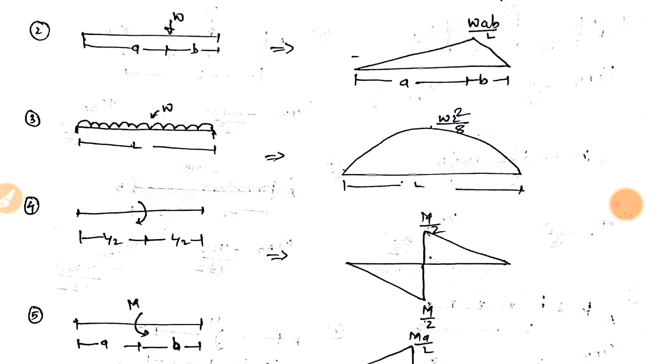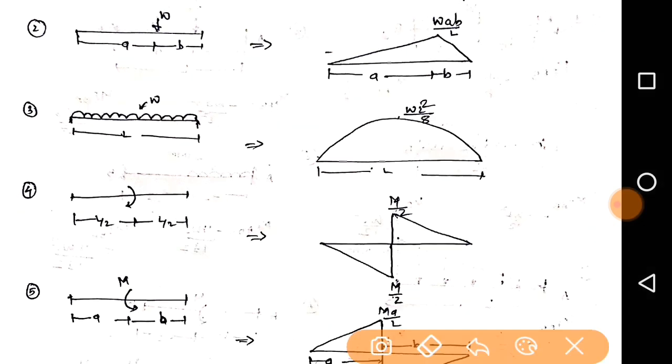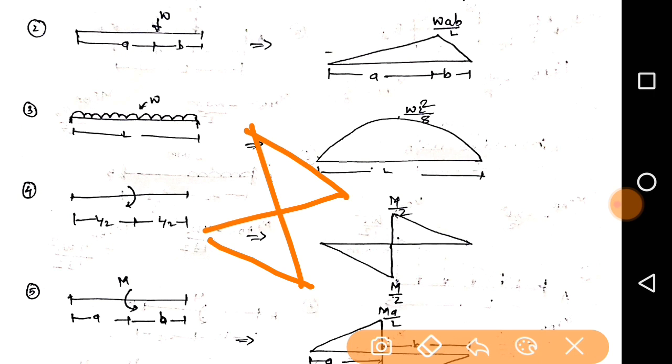Now when a particular moment is acting on the structure, this is very important, a clockwise moment is acting. So see here how to draw the bending moment diagram when the clockwise moment is acting. See here, this is a plus sign. When clockwise is acting, the right portion will be the upper portion, and the lower portion will be on the left side.